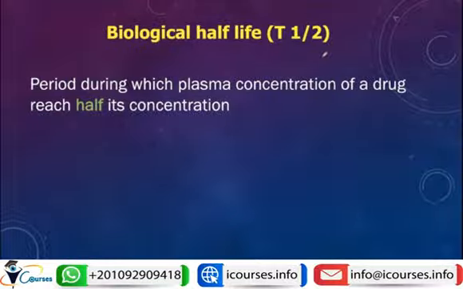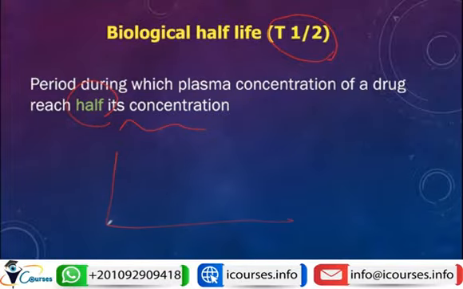And here we come to an important term, which is called the biological half-life. The biological half-life, or the T-half, is the period during which the plasma concentration of a drug falls to half of its concentration. As we give the drug, it is not steady. It doesn't reach a peak and then stay still, but it will increase in concentration, then reach a peak, then decrease until it is eliminated from inside the body.